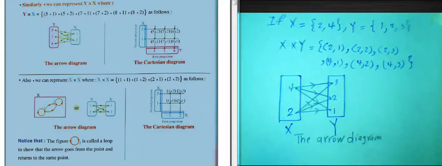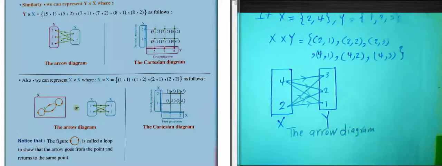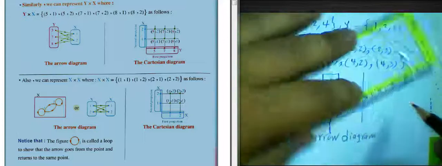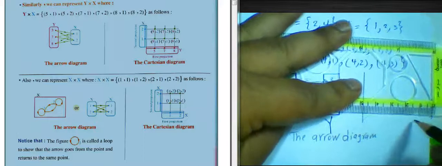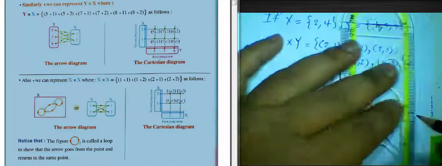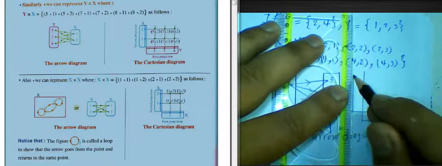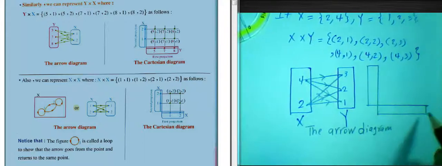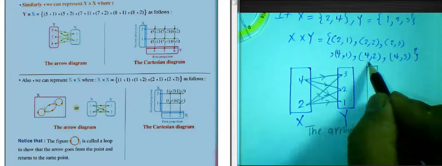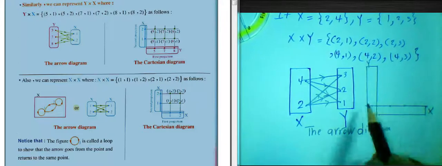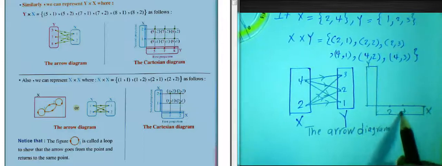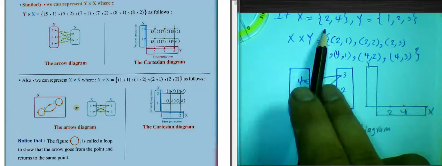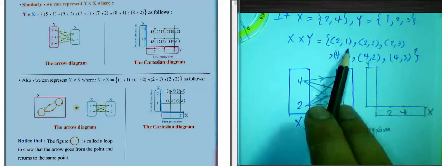And what about the Cartesian diagram? For the Cartesian diagram, we can draw a vertical and a horizontal axis. This will be x, and this will be y. We write all elements of x here, 2 and 4, so you must write the first projection here and the second projection here. First projection 2, 4, second projection 1, 2, 3.